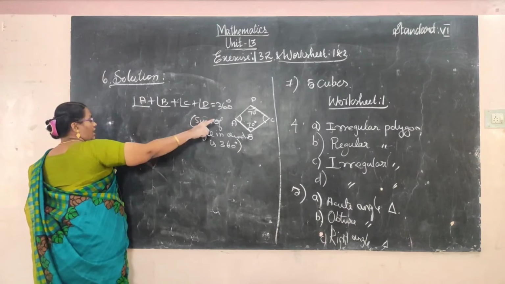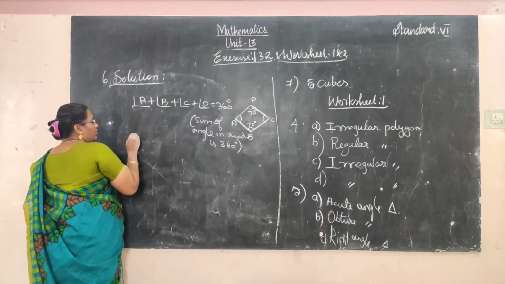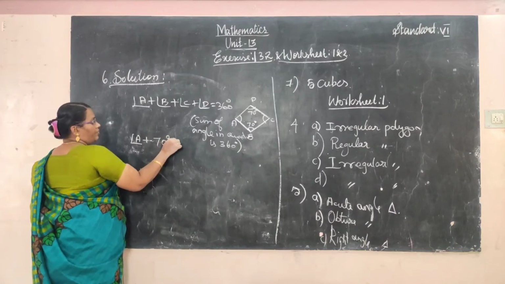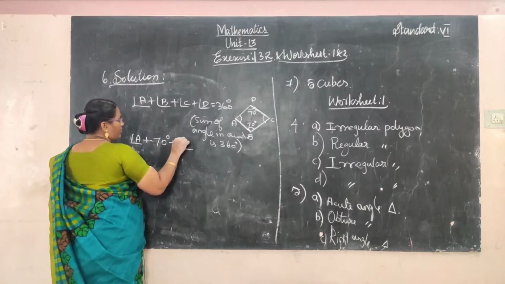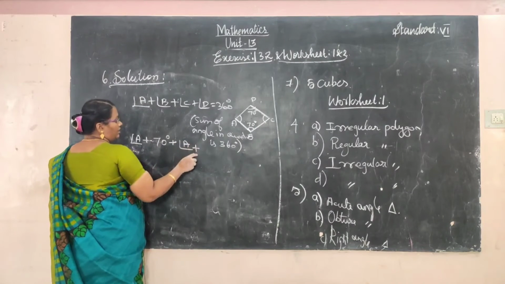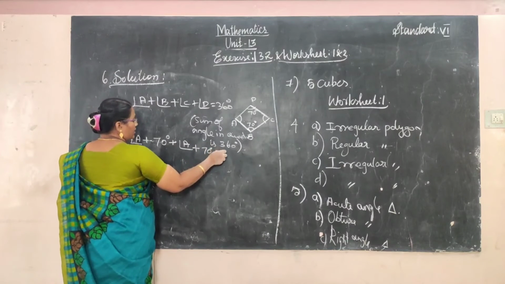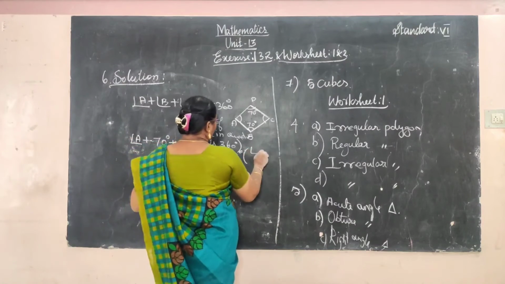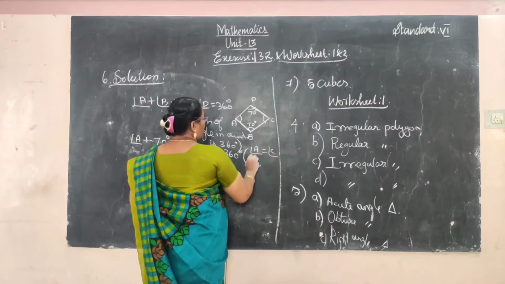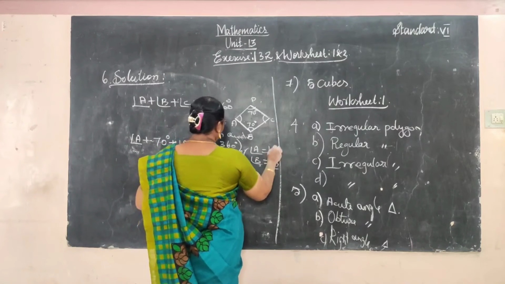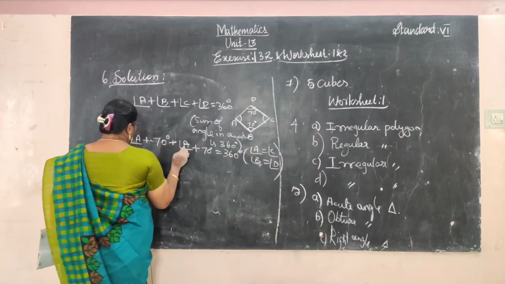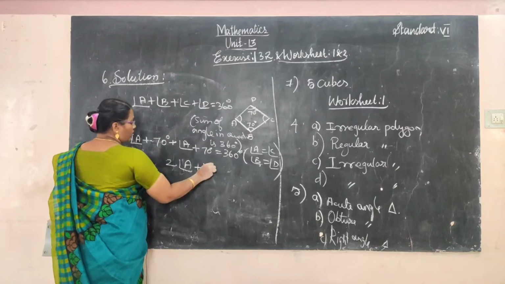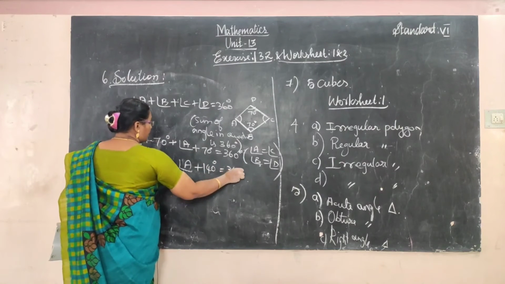But angle A and angle C are equal. So angle A plus angle B, which is 70 degrees, plus angle C, which we have considered as angle A, plus angle D, which is also 70 degrees, is equal to 360 degrees. Since angle A equals angle C, and angle B equals angle D, adding these angles: angle A plus 70 plus 70, that is 140 degrees, is equal to 360 degrees.